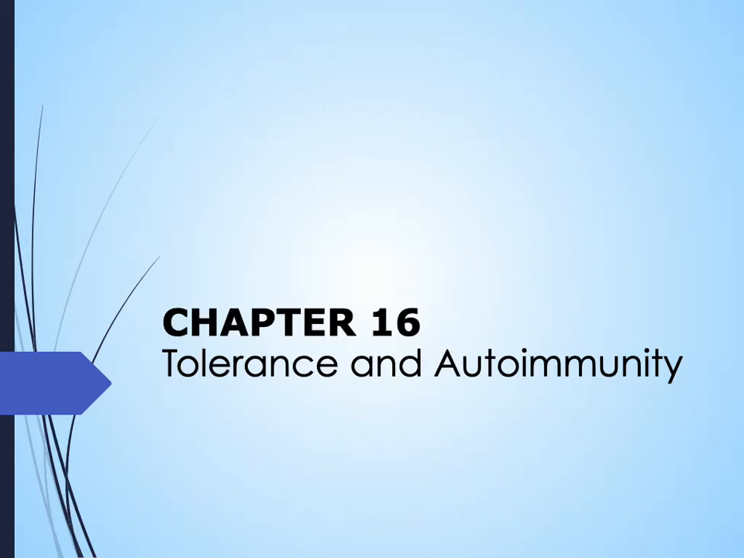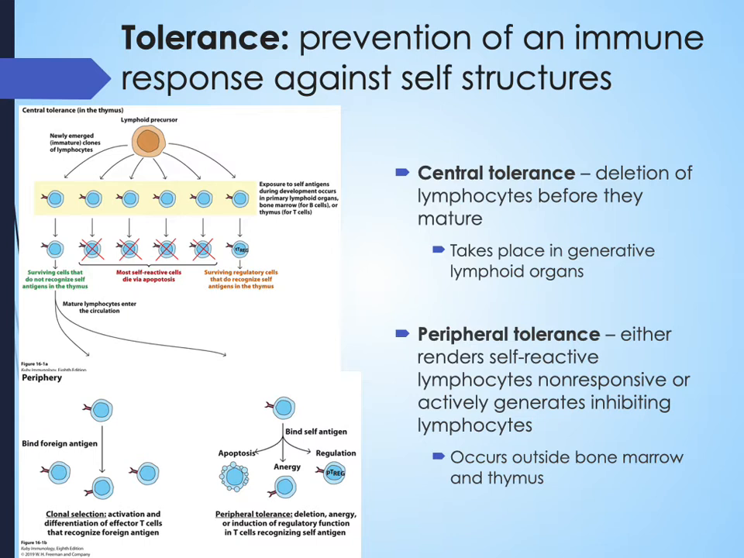So for chapter 16, we're going to focus on autoimmunity. We want to remember that we've talked about tolerance throughout the course of the semester, especially when we're talking about T cells and B cells and their development. That plays into autoimmunity, because when there's a dysregulation of it, that's one of the theories of how autoimmunity arises.